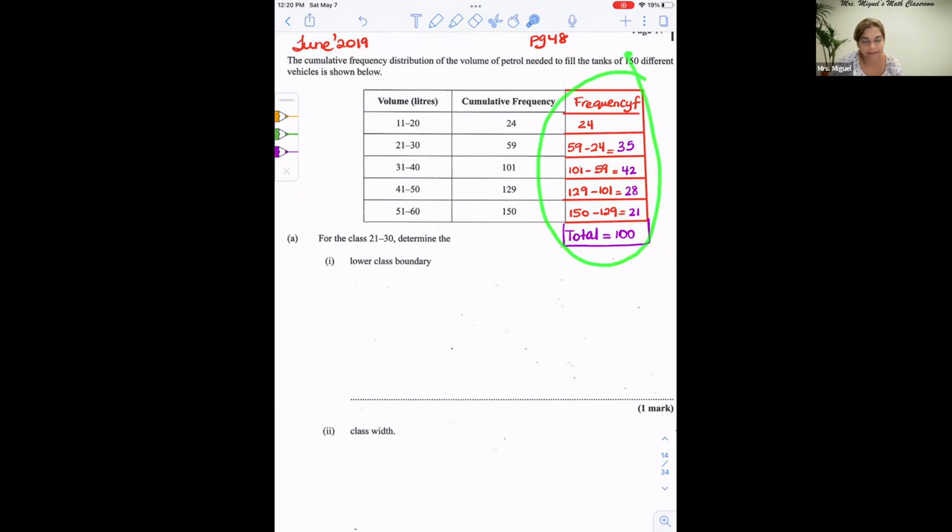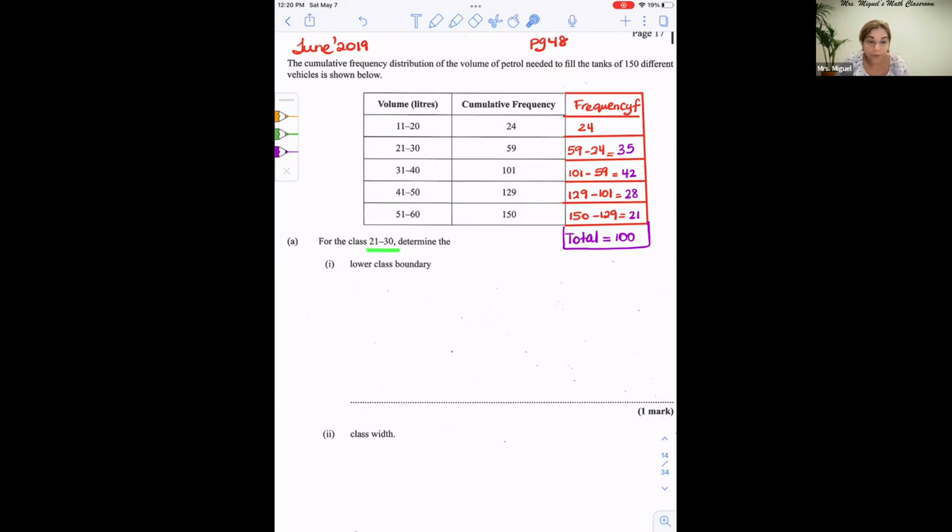Yes, miss. Now, this wasn't required as yet, but whenever they give you CF, you find the frequency because that is what they will want you to find. So that is why we did it in the earlies. In the question, we have to use it, but we want to work it out in the earlies, right?